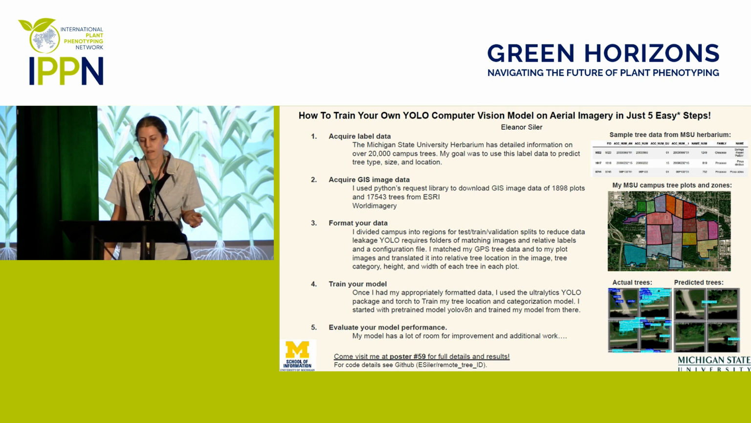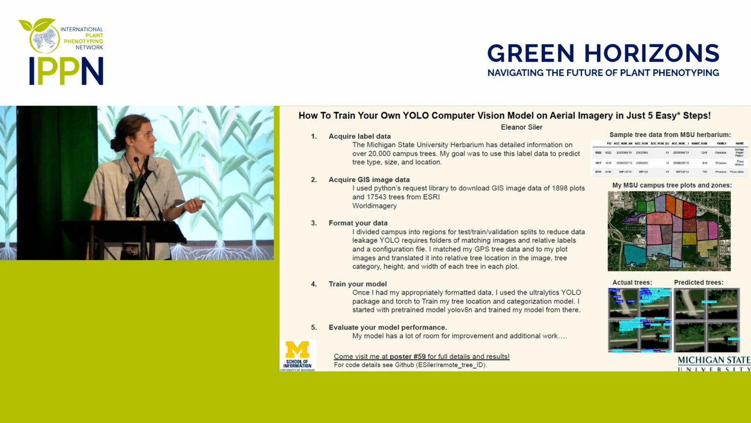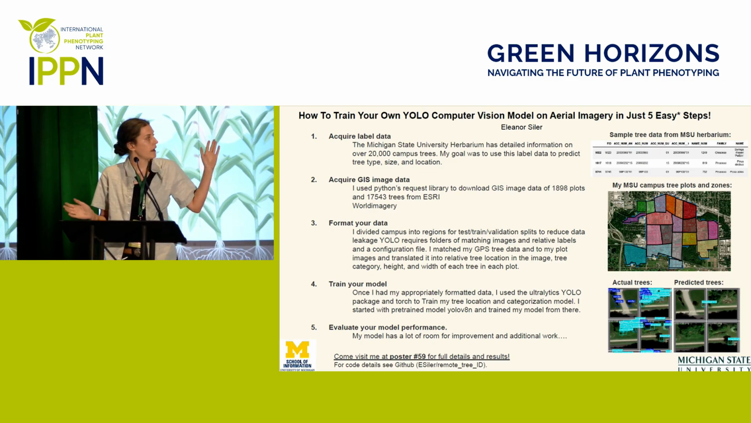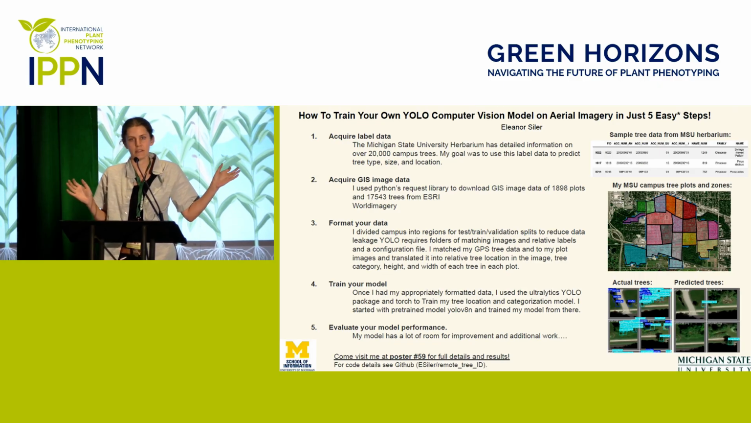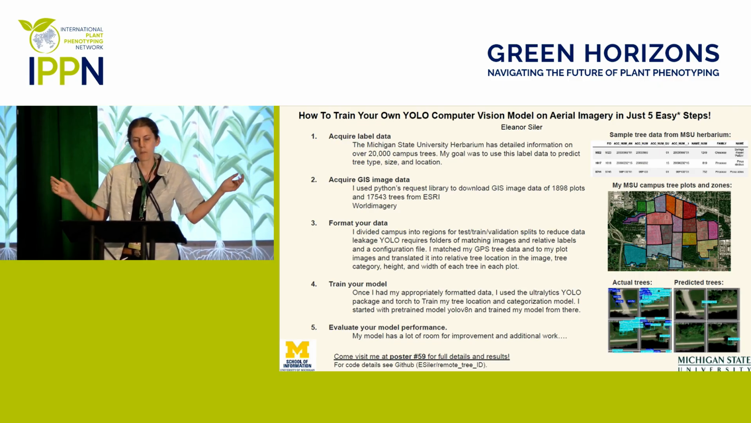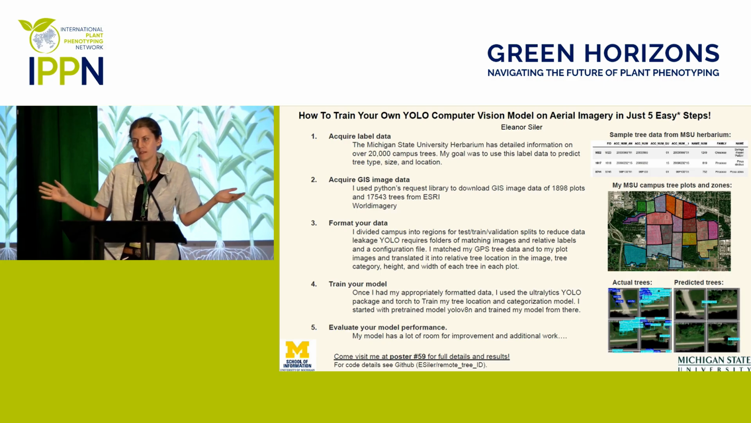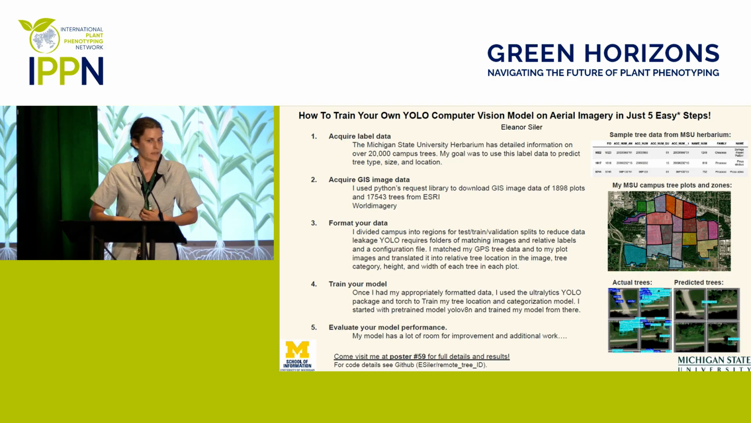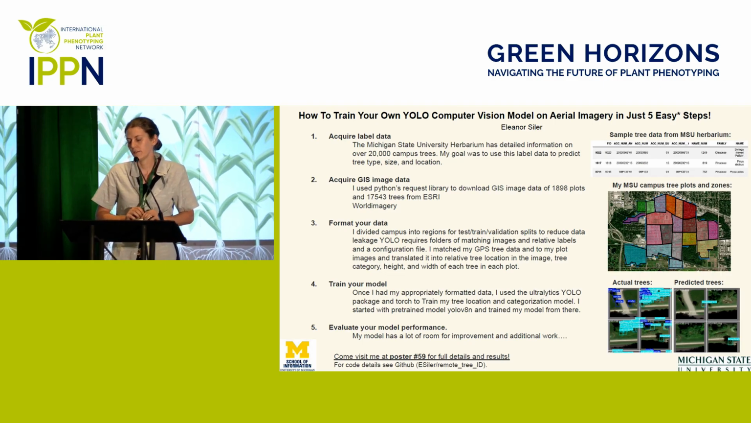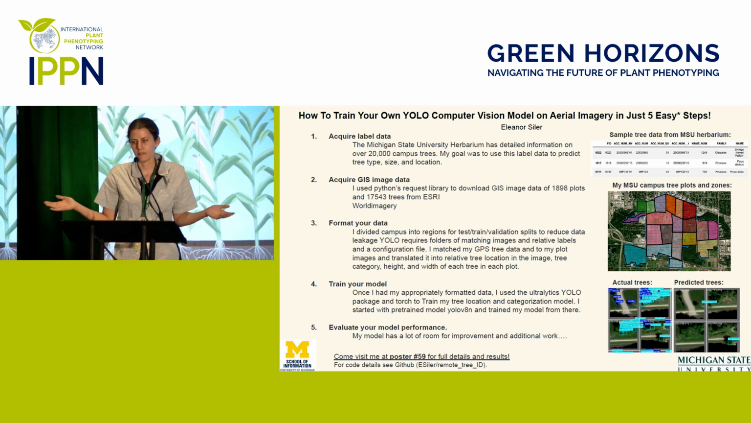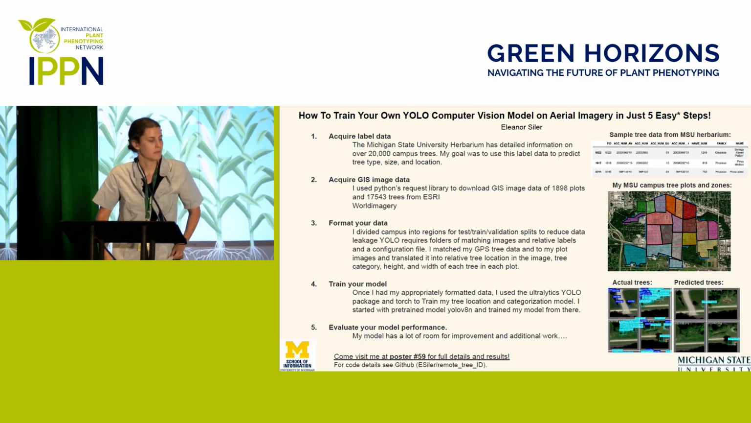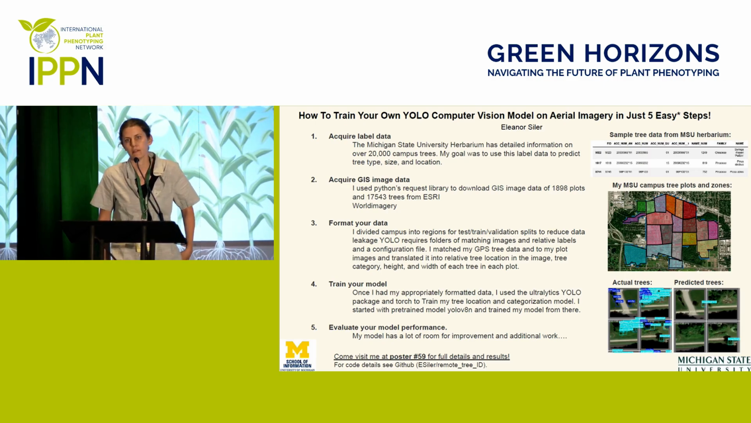So for my label data, I had an extremely high-quality curated data set from the Michigan State University campus tree database. It's about 20,000 trees with traits and locations and species, etc. And then I matched that to aerial imagery, similar to Google Earth, that I pulled down from Esri World Imagery.